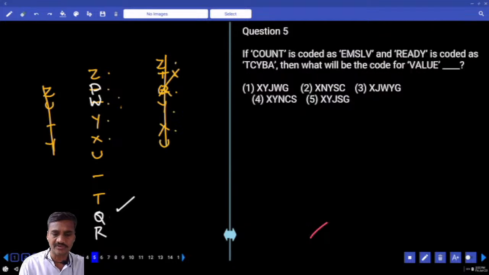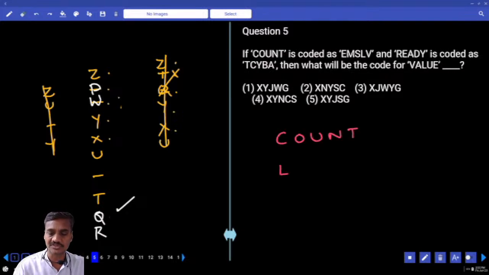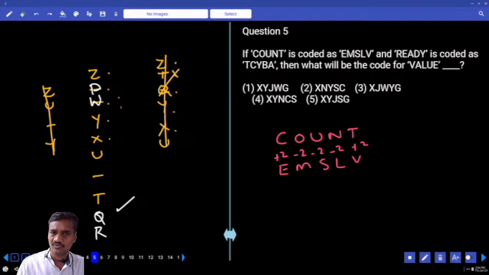And question number 5. Now it is just based on coding and decoding. Now definitely under the first priority because single items. And count is written as EMSLV. Then C and E difference is plus 2, O and M minus 2, U and S minus 2, N and L minus 2, T and V plus 2. First and the last letters plus 2. The remaining letters minus 2.